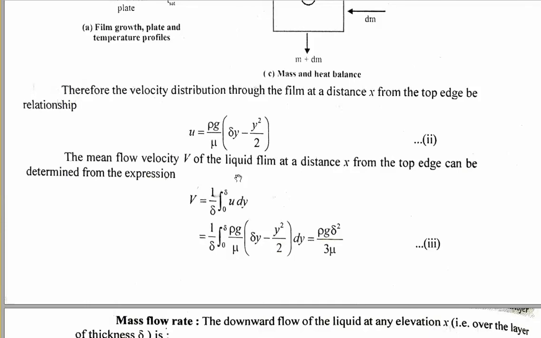The mean flow velocity v of the liquid film at a distance x from the top edge can be determined from the expression v is equal to 1 by del integration 0 to del u dy, which implies that v is equal to rho g del square by 3 mu.